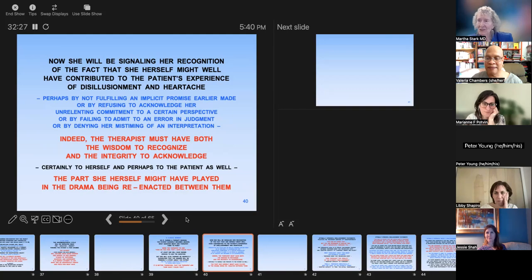And I think it is. It's a very intersubjective approach. It's the intersubjective approach of contemporary relational theory, but it applies across the board. So the therapist might have contributed, perhaps by not fulfilling an implicit promise earlier made, or by refusing to acknowledge her unrelenting commitment to a certain perspective.